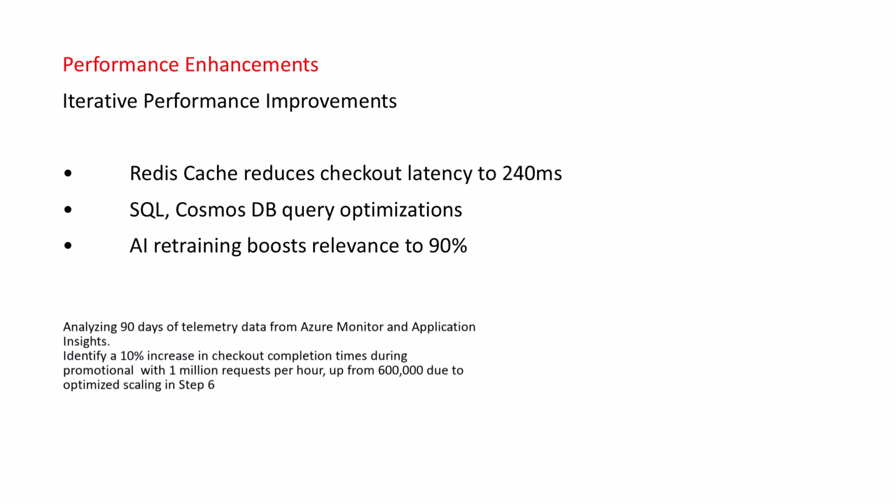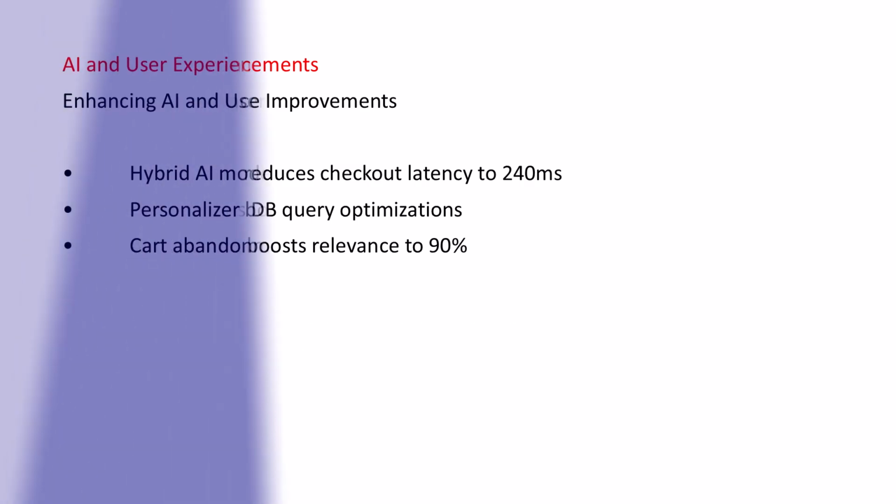We implement iterative performance enhancements to maintain Zoran Trend Retail's system at peak efficiency as user behavior evolves. Analyzing 90 days of telemetry data from Azure Monitor and Application Insights, we identify a 10% increase in checkout completion times during promotional events, such as a January sale with 1 million requests per hour, up from 600,000, due to optimized scaling in step 6.